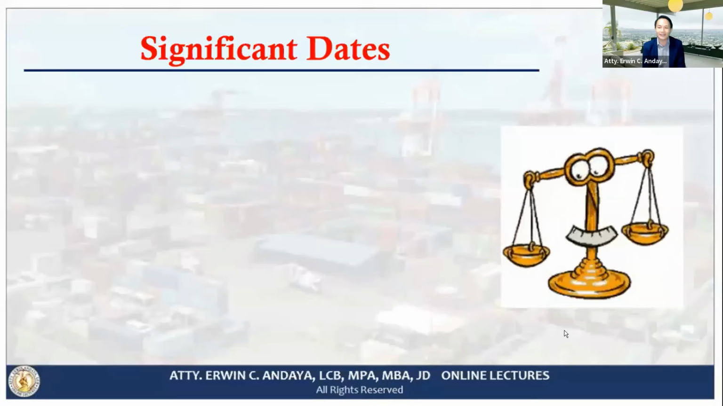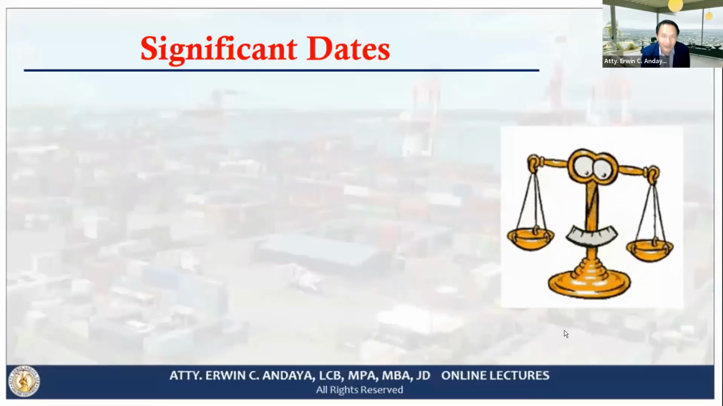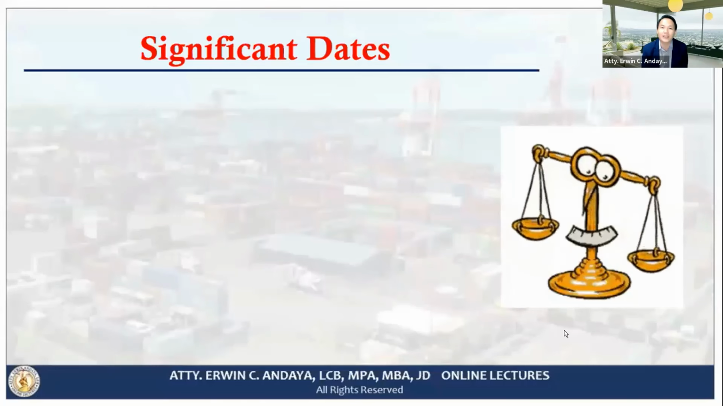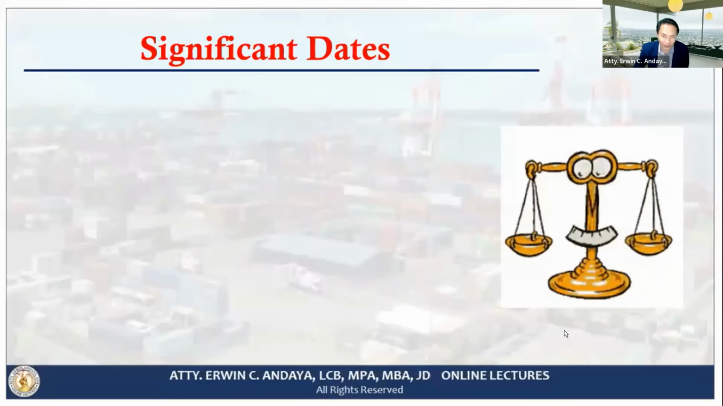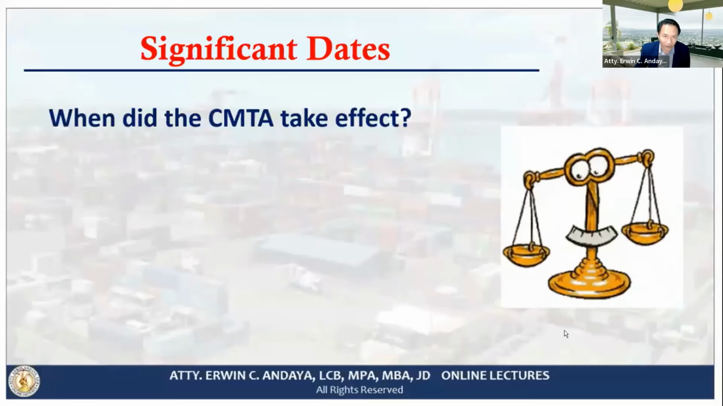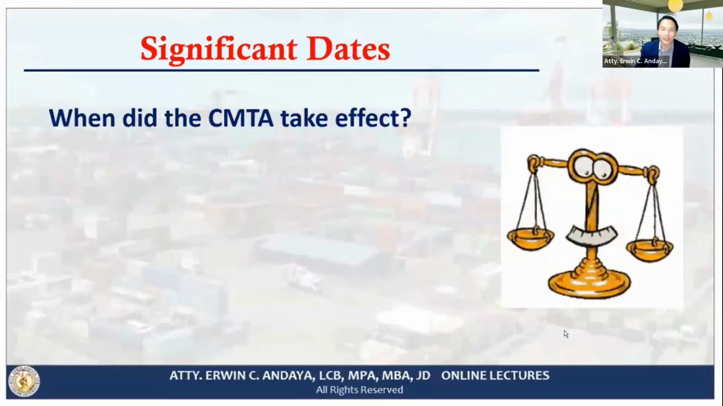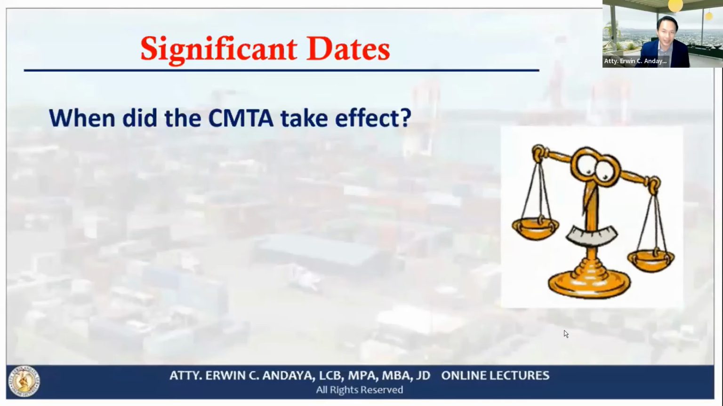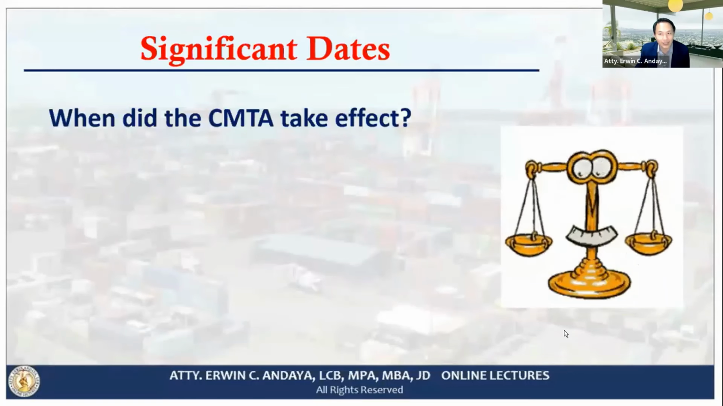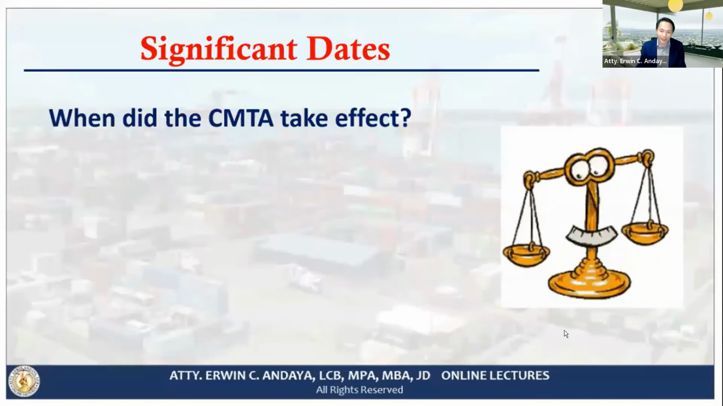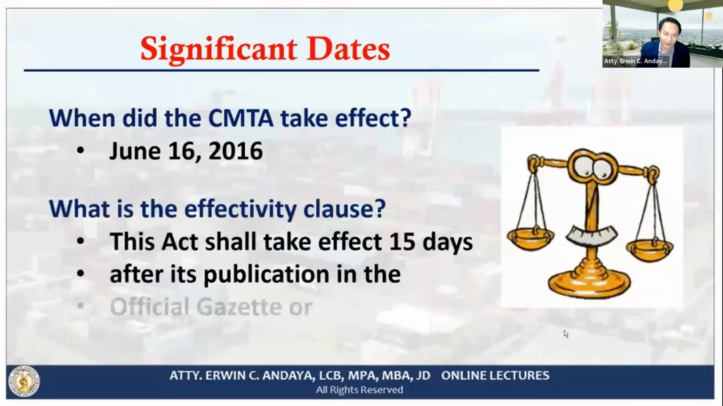Very good. 1805 o yung tinatawag nating effectivity clause. Ang nasabi sa effectivity clause, the CMTA will take effect 15 days after its publication in the official gazette or in a newspaper of general circulation. Kaya importante po yung date of publication because we count the date 15 days po from the date of publication, we count 15 days and that is the date that the CMTA took effect. So counting 15 days from June 1, 2016, which was the date of publication, kailan naging effective yung CMTA? Correct. June 16, 2016. Ayon po sa effectivity clause.